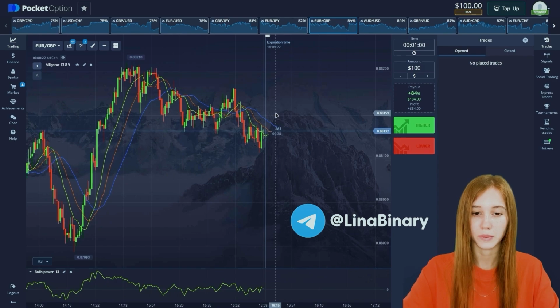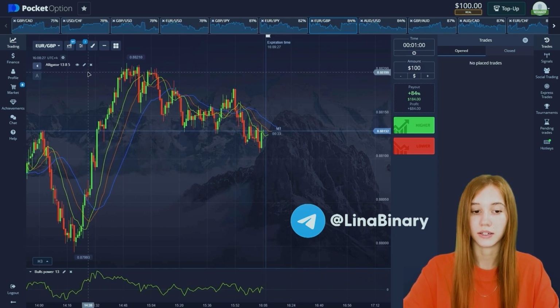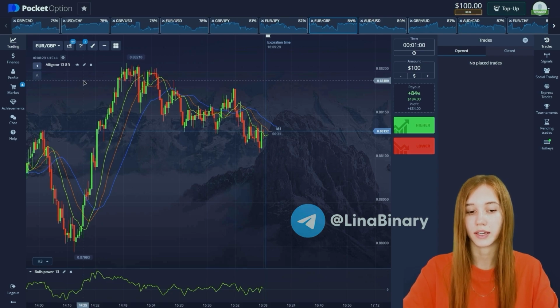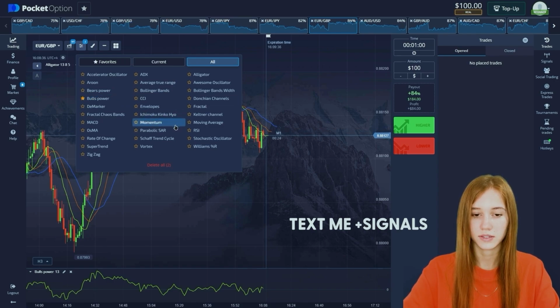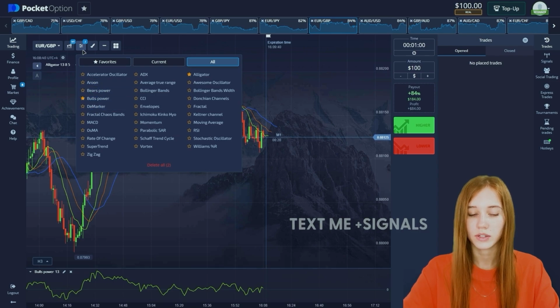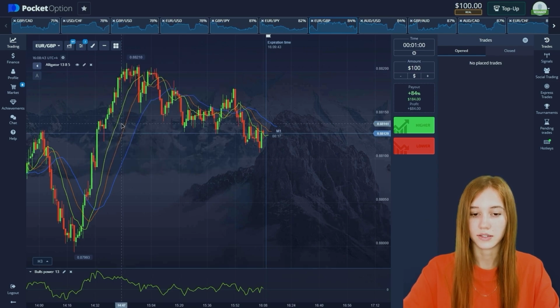Today we will use two indicators, pulse power and alligator. Here you can find these indicators and turn them on. We trade on Pocket Option. Let's talk about the indicators starting with pulse power. I'll show you its settings.